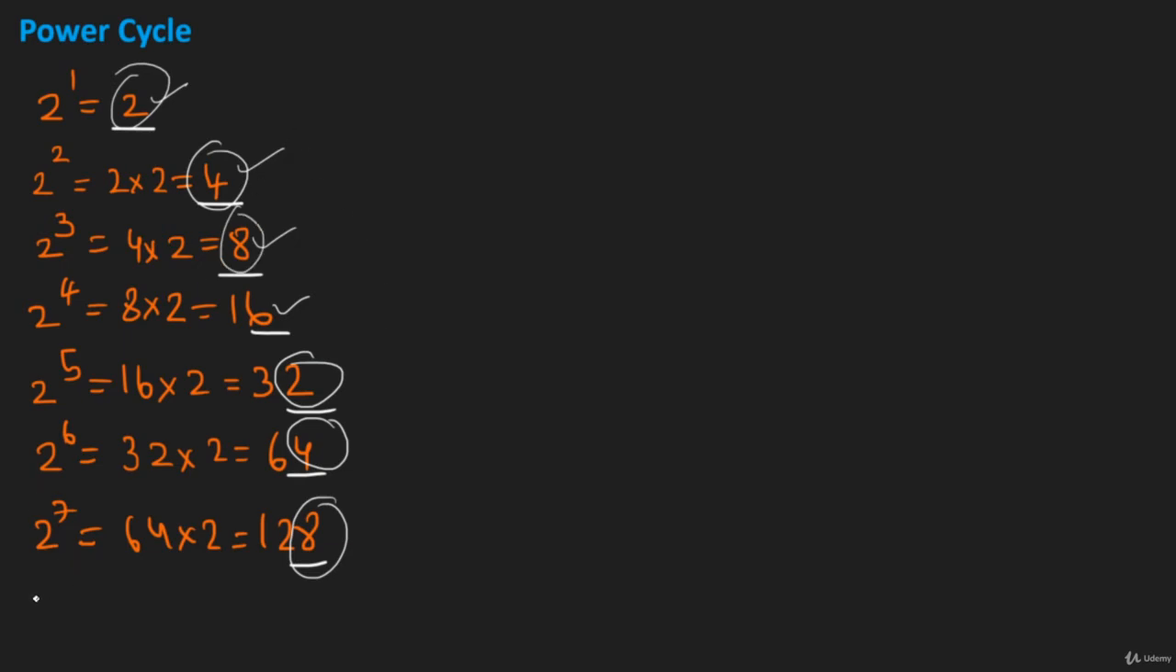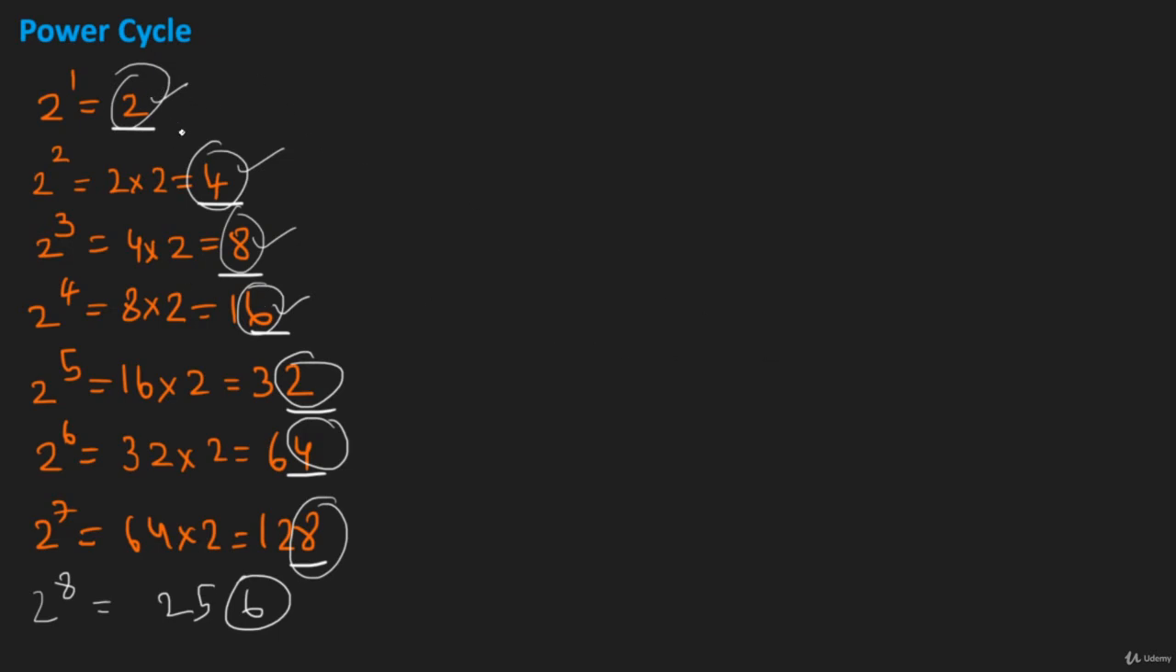Now if you do 2 to the power 8, you will get 256. Again that's 6, and this is 6 that you have over here. So you can see that as you keep increasing the powers of 2, it keeps repeating in this pattern: 2486, 2486. So 2 to the power 9 would have a unit digit of 2. Similarly, 2 to the power 10 will have a unit digit of 4. 2 to the power 11 will have a unit digit of 8, and 2 to the power 12 will have a unit digit of 6.